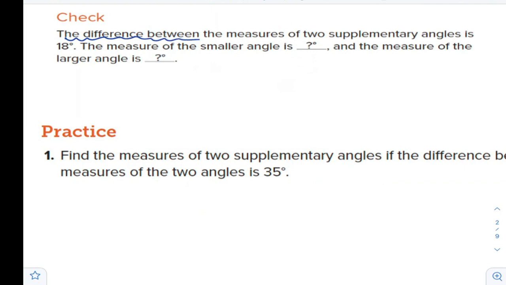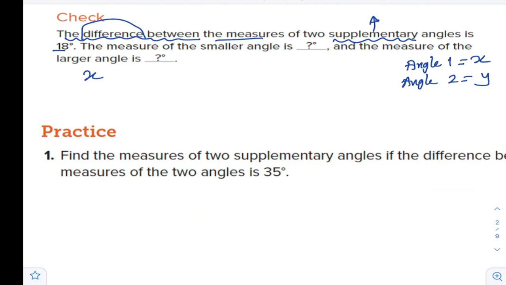The difference between the measures of two supplementary angles is 18. We will pick the keywords. First, we have two different angles. So we can say that angle 1, or the first angle, we can name it X. The second angle, we can name it Y. So if they are supplementary, we can write that X plus y equals 180. Perfect. Now the difference of the two supplementary angles, يعني between these two angles, is 18.